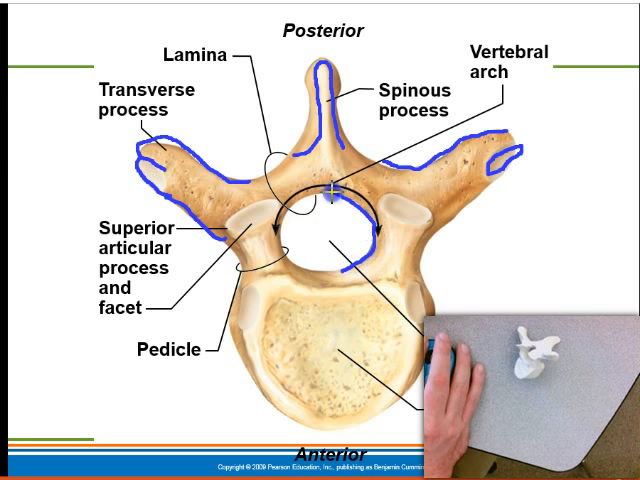Remember, we had the foramen magnum that was in the skull. This is where your spinal cord is going to run through. So that's kind of the basic anatomy of a generic vertebrae.